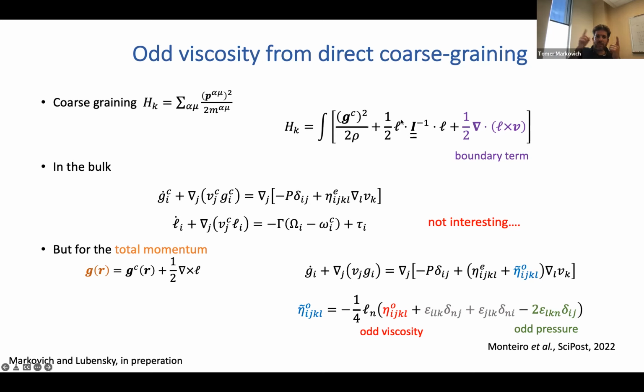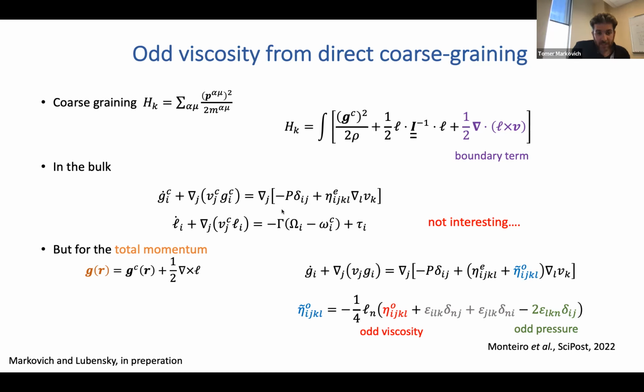And there is no coupling term that gives us odd viscosity. So you derive the equation for this Hamiltonian and just get the regular Navier-Stokes and the regular equation for the angular momentum. That's not interesting. So where did the odd viscosity disappear?